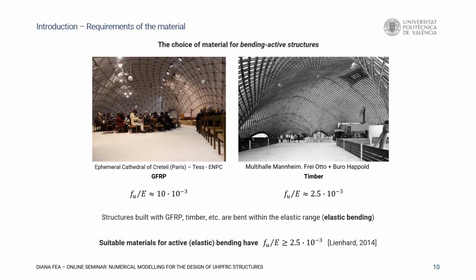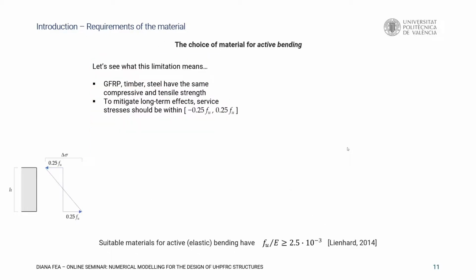In both cases, we see that the ratio between the strength of the material and the Young modulus of the material is quite high. In the case of timber, it is about 2.5 times 10 to minus 3, and in the case of GFRP it is 10 times 10 to minus 3. Why do we need materials with such a high strength to rigidity ratio? And the answer is that in principle, we ideally want the material to remain within the elastic range of strain and stress. And in order to have a better idea about that, let's look into the way a cross-section works.